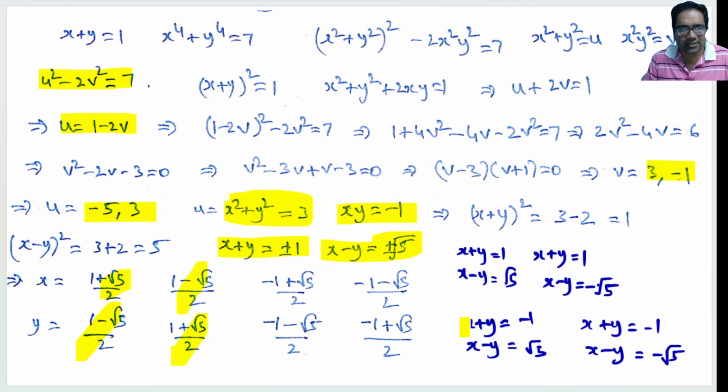Similarly, in this case, x becomes minus 1 plus root 5 by 2. And what is y? y is x minus root 5. This minus root 5 is this. Right. Similarly, in this case, x becomes minus 1 minus root 5 by 2. 2x is minus 1 minus root 5, and y becomes x plus root 5, which is minus 1 plus root 5 by 2. So overall, we have four solutions for this equation.